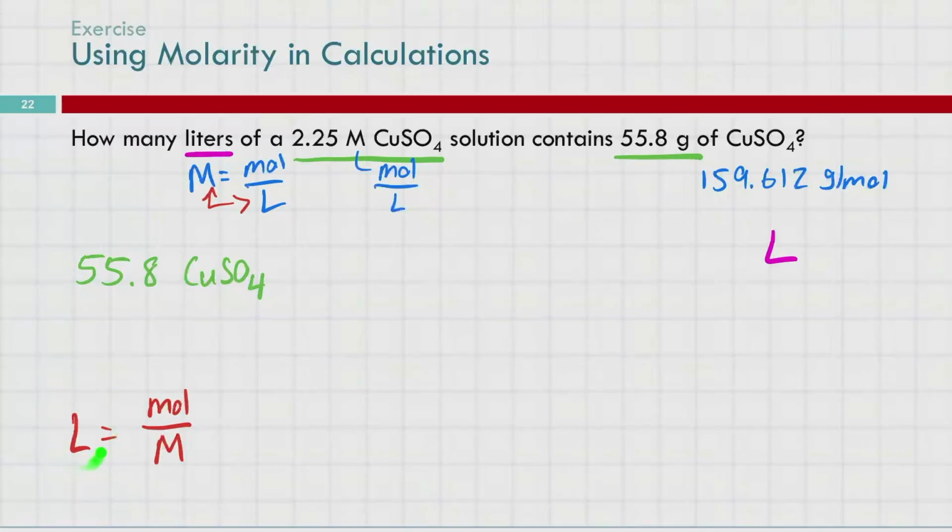So in order to find liters, we need moles and molarity. We have one of those. Which one do we have? We have molarity. We were given it in the question, the 2.25 molar. We don't have moles, but we have grams that I forgot to write. G, grams copper 2 sulfate. So we can find moles.